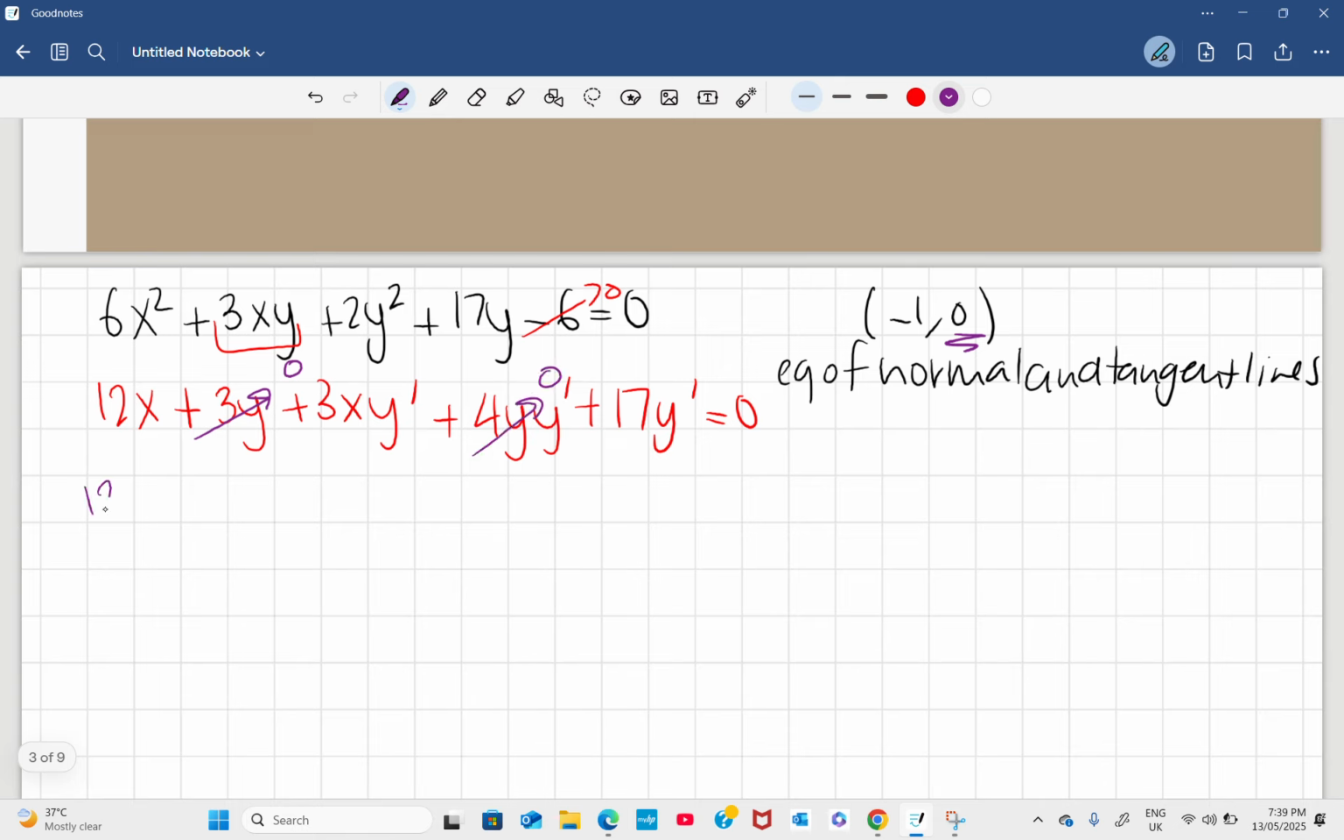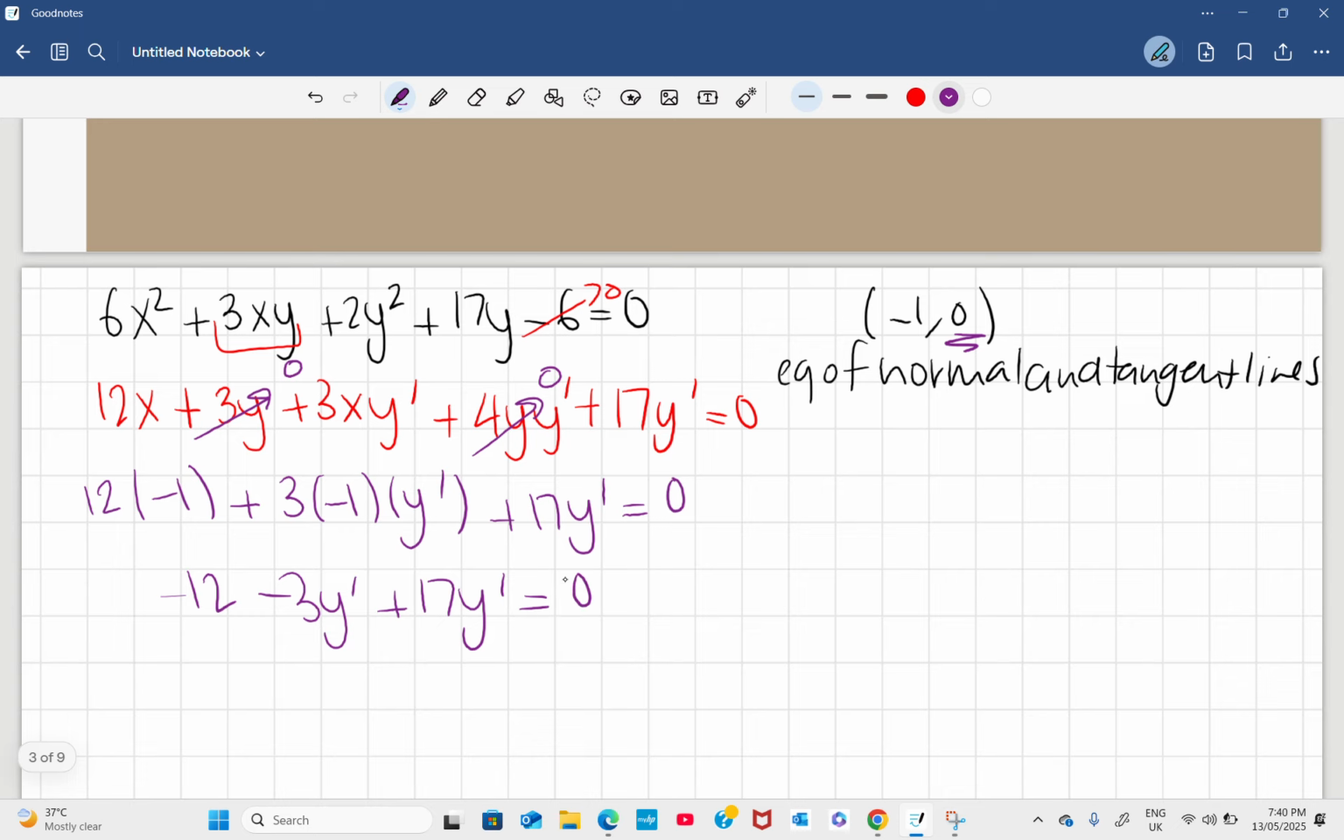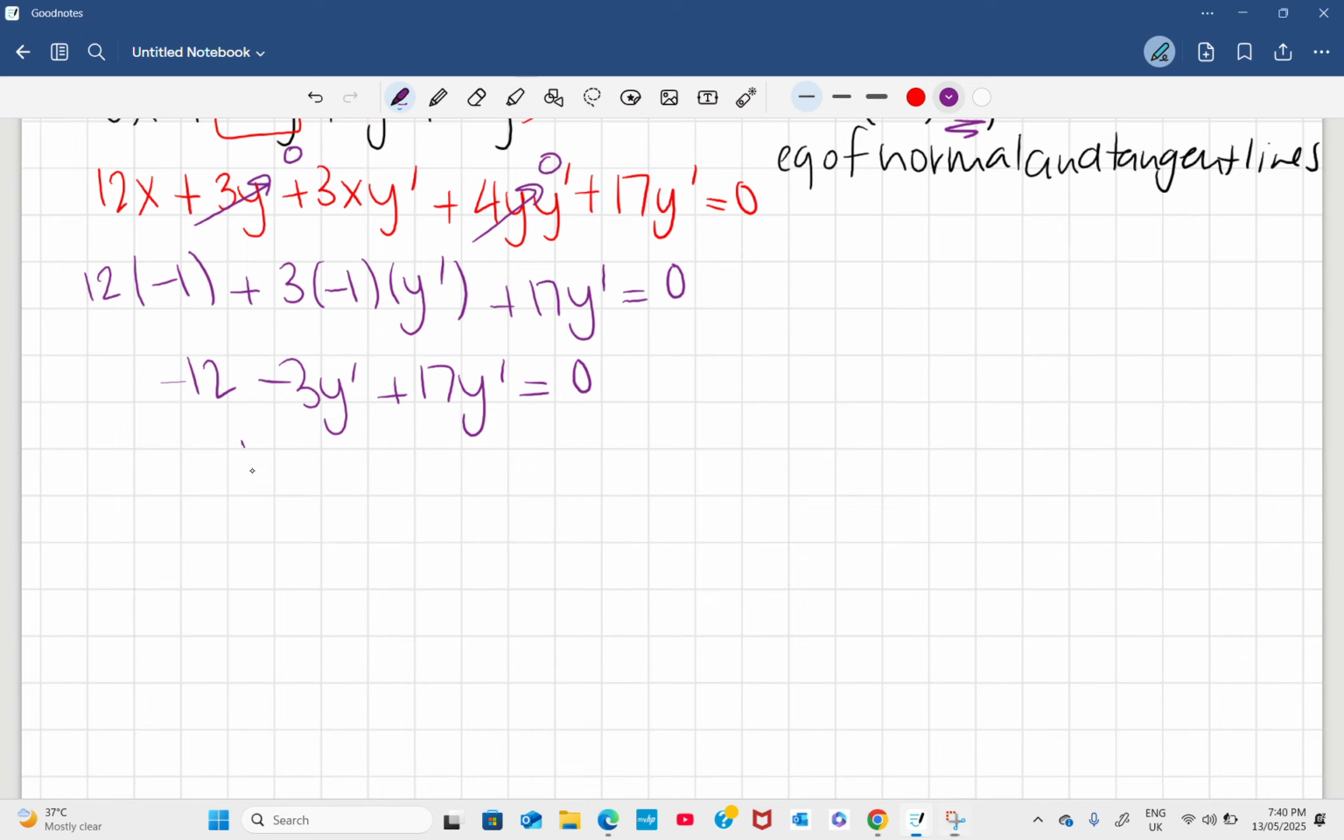Okay, so now let's substitute 12 into negative 1 plus 3 into negative 1 y prime plus 17y prime equals 0. This is gonna give me minus 12 minus 3y prime plus 17y prime equals 0. So we're gonna get 12 is equal to 14y prime. Divide by 14, divide by 14. My y prime is gonna be 6 over 7.